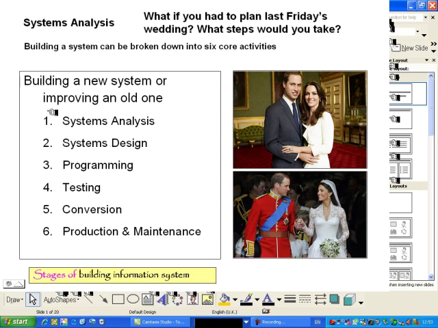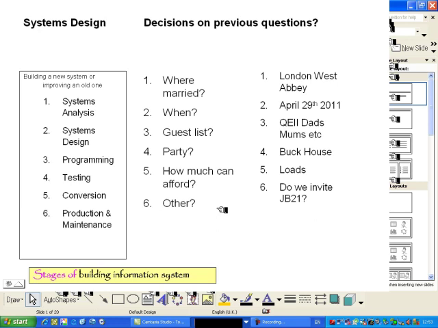Now, how do we get to there? We said, what if you had to plan last Friday's wedding, or the previous Friday's, or whenever the Friday was, what steps would you take? We said, building a system can be broken down into 6 core activities. Systems analysis, systems design, programming, testing, perhaps conversion, and production and maintenance.